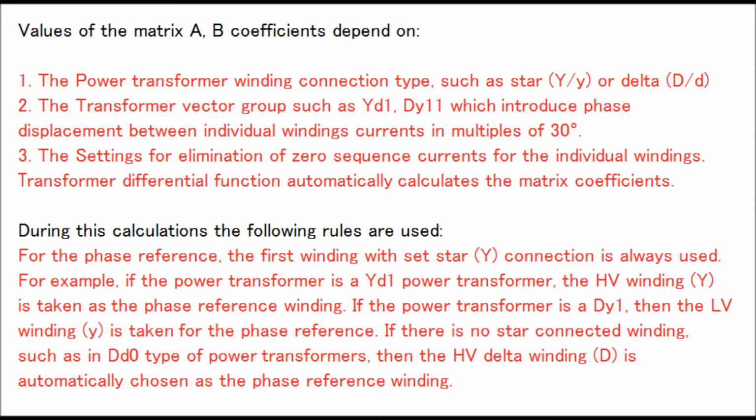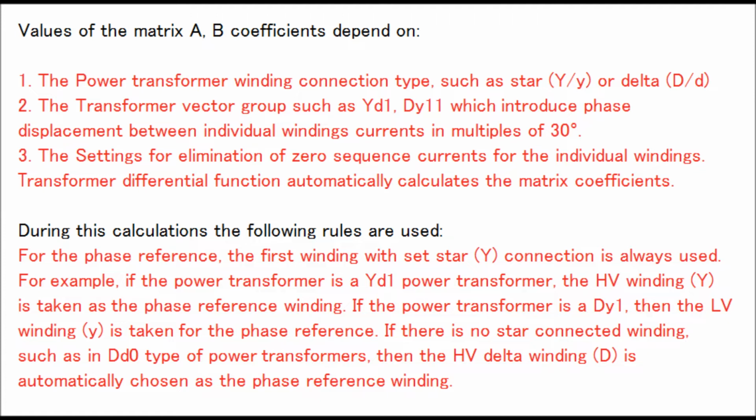Number 3 is the setting for elimination of zero sequence current for the individual winding. That is, if the HV side is star connected with the neutral grounded, then the zero sequence current must be eliminated for calculation of the differential current, and this A matrix depends on the zero sequence current elimination. If the HV side winding is delta connected, then the value of the A matrix is different for with and without zero sequence elimination.